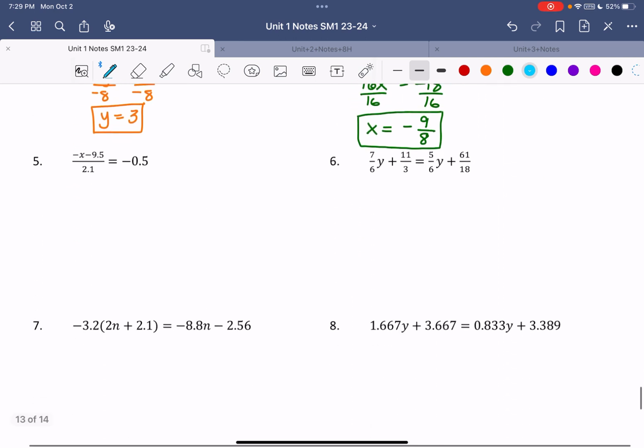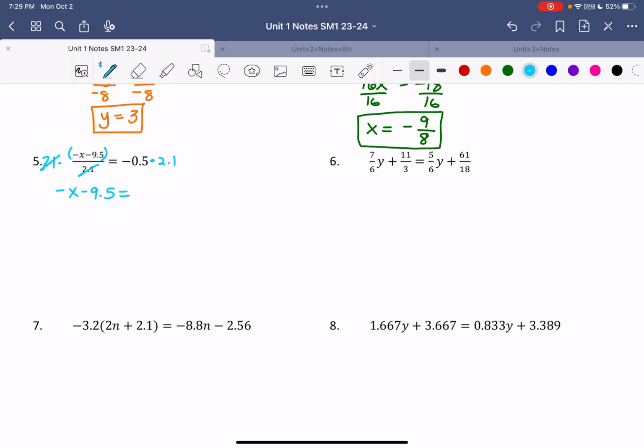All right, number 5, whenever we have a bunch of stuff being divided, it groups together, and we actually have to get rid of the division first. So we're going to multiply both sides by 2.1. So it cancels there, just goes away. So we get negative x minus 9.5. You don't multiply it in through that numerator. Okay? The point of multiplying by it is to get it to move to the other side.